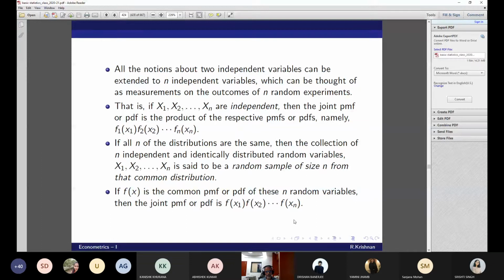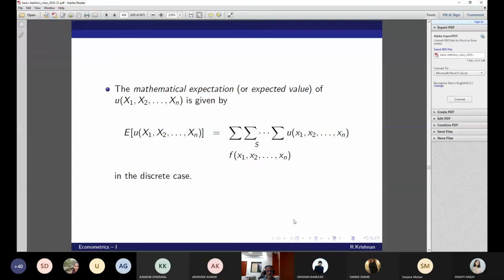If f(x) is a common PMF or PDF of these n random variables, the joint PMF or PDF is a product of the respective PMFs or PDFs. Now the mathematical expectation. Please go through it. There's nothing for me to explain in the discrete case.